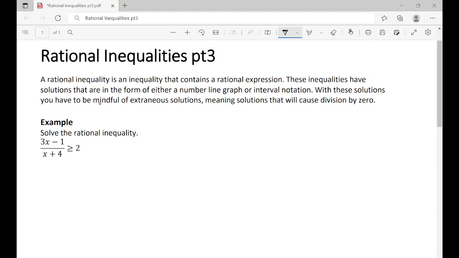With these solutions, you have to be mindful of extraneous solutions, meaning solutions that will cause division by zero. So if you have something that's extraneous, you need to get rid of it because you cannot have it as a solution.